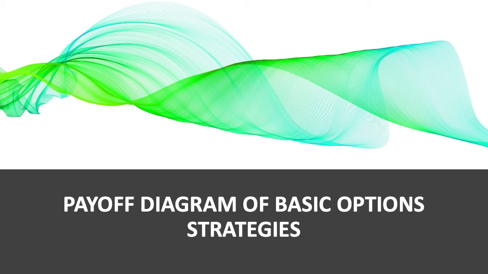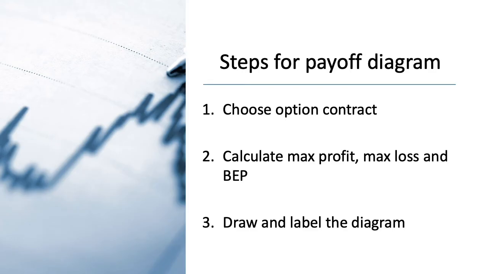Next, I would like to explain how to draw a payoff diagram for basic option strategies. There are 3 steps that you need to follow in order to draw the payoff diagram for your option strategy. The first step, you need to choose your option contract. The second step, you need to calculate maximum profit, maximum loss, and break-even price. And the third step, you need to draw and label the diagram.